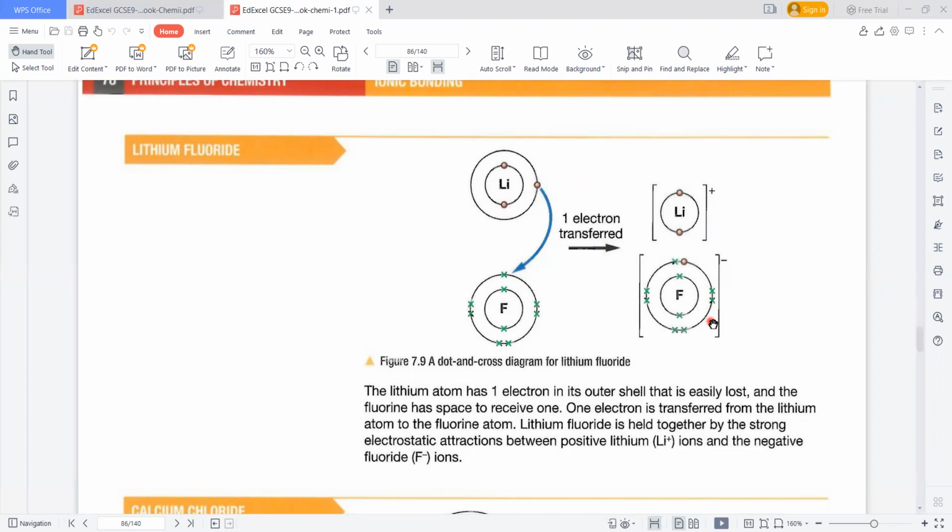Next point: a lithium atom has one electron in its outer shell that is easily lost. If lithium gives up one electron, it also gets rid of that shell. So we can say that the cation of a metal is always smaller, however the size of an anion is always bigger. Lithium fluoride is held together by the strong electrostatic forces of attraction between the positive lithium ion and the negatively charged fluoride.